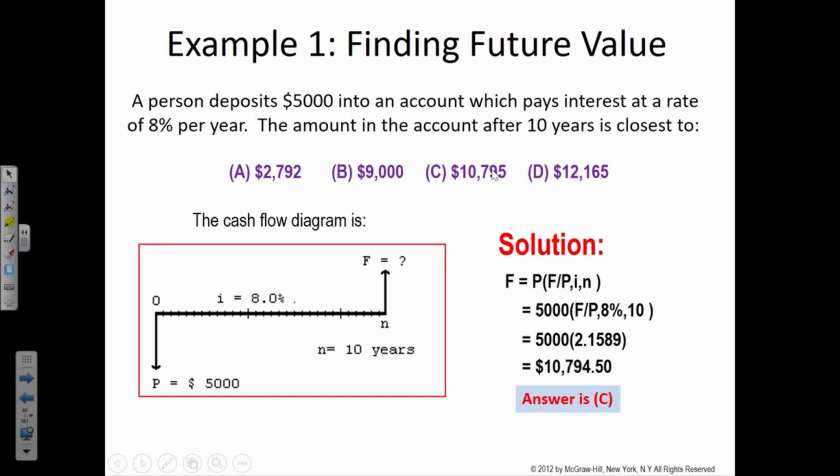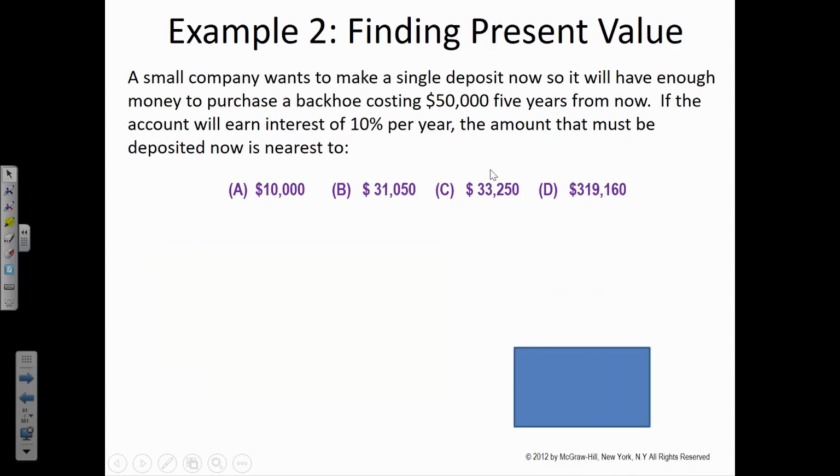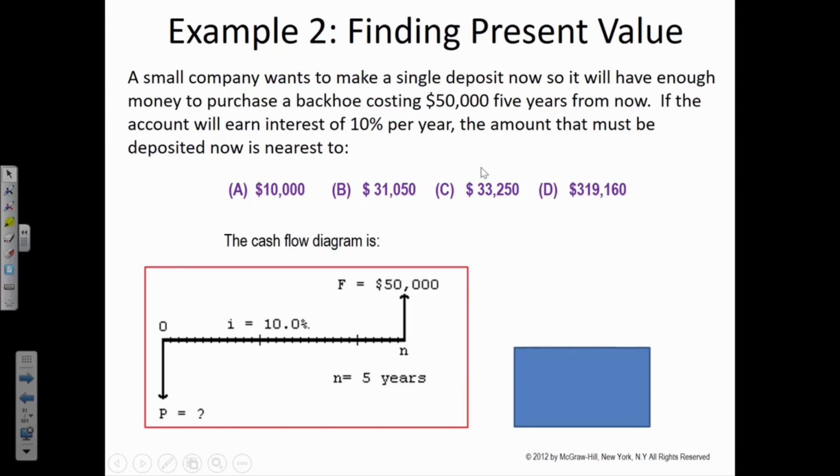Let's look at another one. A small company wants to make a single deposit now, so it'll have enough to purchase a backhoe costing $50,000 in 5 years. If the account earns 10% interest per year, the amount deposited now is nearest to... All right. First things first, I think it's always a great idea to prepare a cash flow diagram. Even if the problem doesn't say that you absolutely have to, it's a great idea. It's just accident avoidance. You avoid mistakes when you take your time and you're thorough.